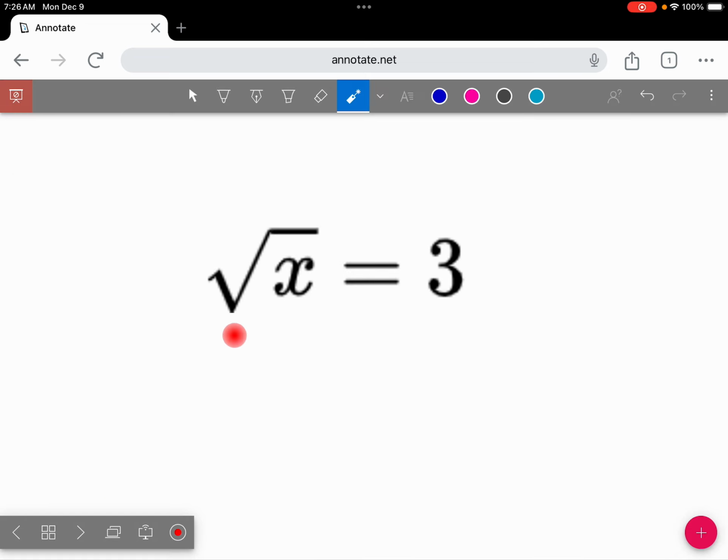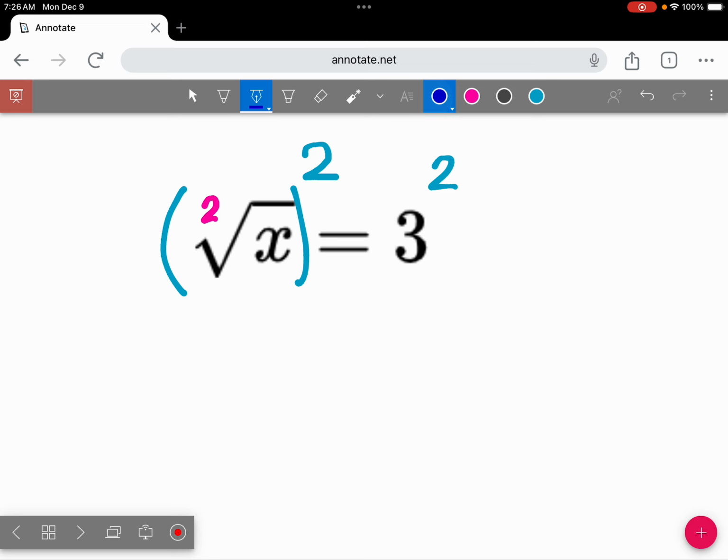What we do to solve these, when we have a square root, remember it has that invisible index of 2? So in order to get rid of that square root, we're going to take that same index as our power. We're going to square it. But whatever I do to one side, I have to do to the other side, so we do that over here as well. So my square root and my square cancel out, leaving us with just x. And 3 squared gives us 9.